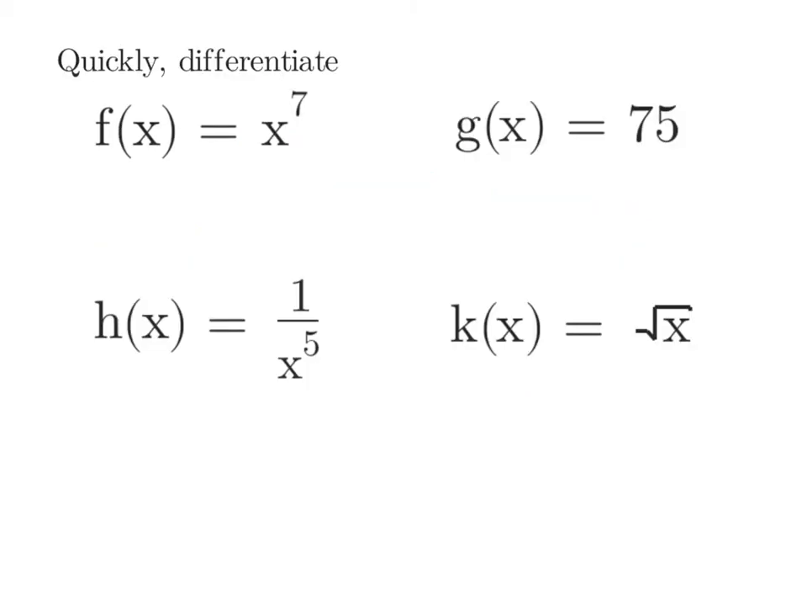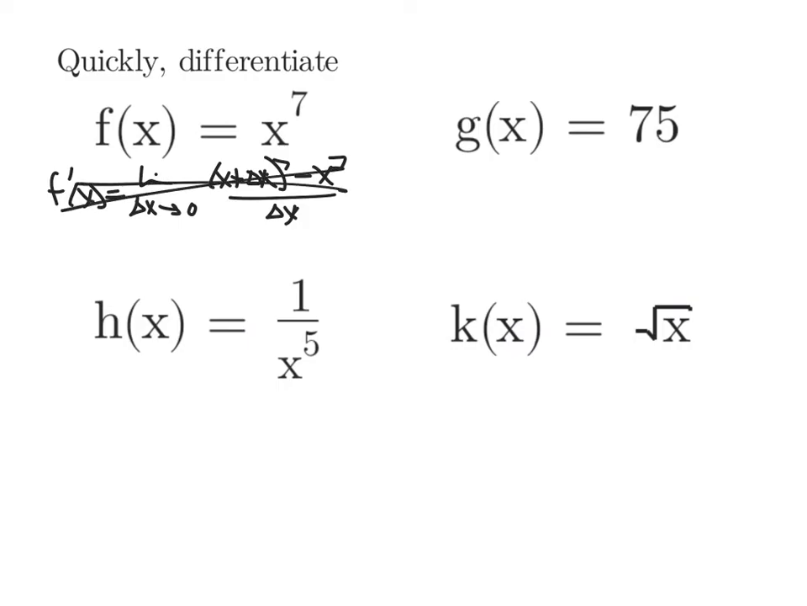Now, knowing these two rules makes finding derivatives a lot easier. I mean, think about this. If we wanted to find f prime of x, we'd have to take the limit as delta x approaches 0 of x plus delta x to the 7th power minus x to the 7th all over delta x. All right. Now, do you want to expand x plus delta x to the 7th power? I don't really want to do that either. Instead, we can just find f prime of x by bringing the power down as a coefficient and then reducing the power by 1. So 7x to the 6th.